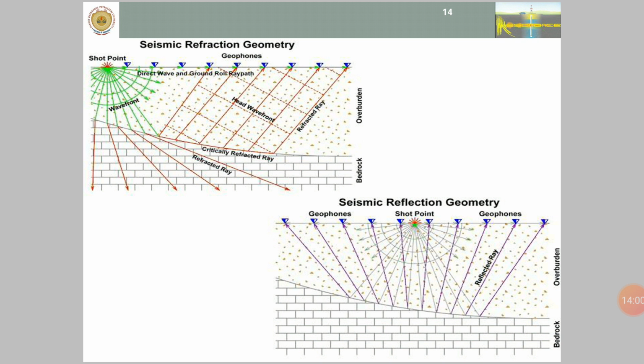Symmetrical and asymmetrical split spread are decided on the dip of the bed and direction of the dip. I have already given you an exercise to draw how the ray path will look in case of a dipping bed, and whether you will be choosing more geophones on the down dip and fewer geophones on the up dip, or the reverse scenario.